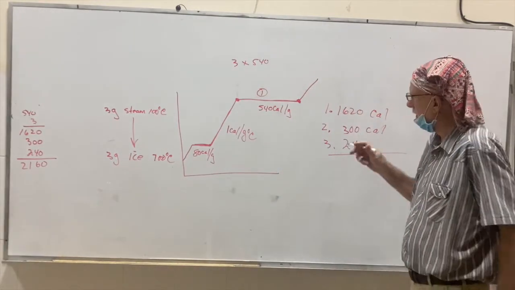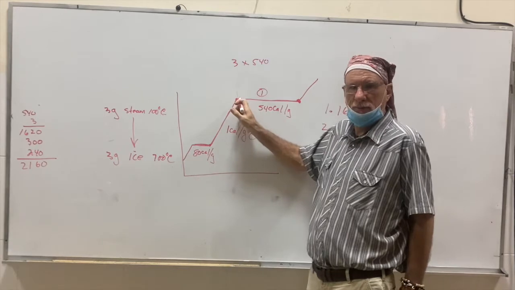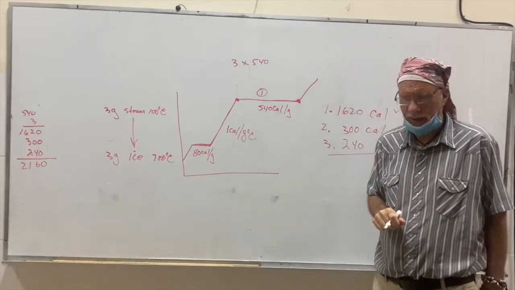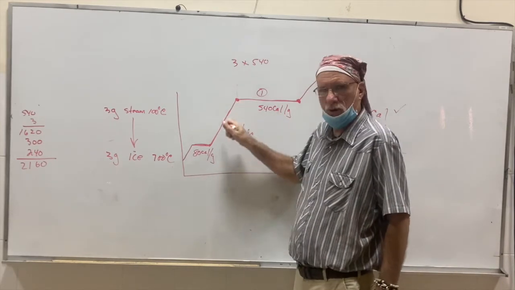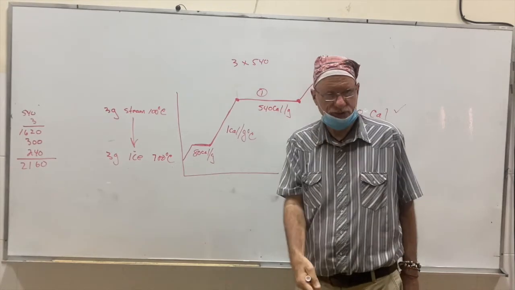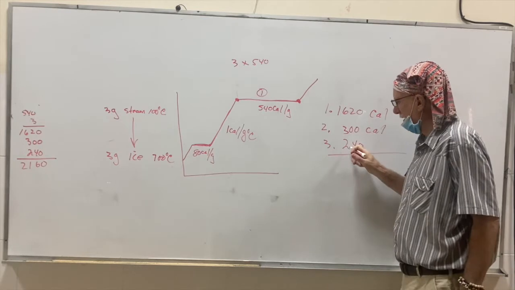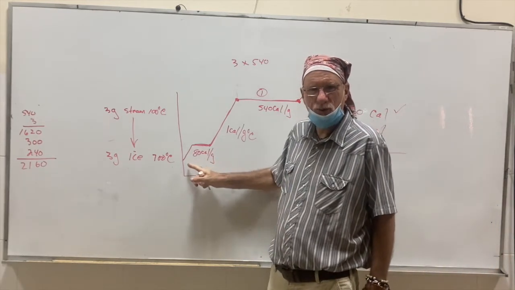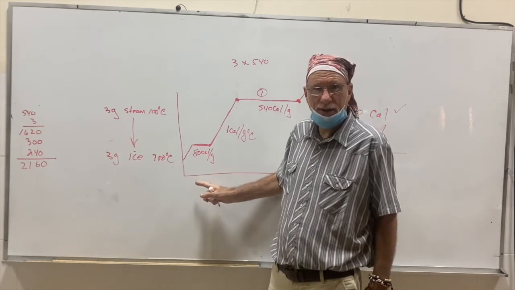So 3 grams, right? So it's going to be 3 times 540, which is 1620, correct? And then 1 calorie per gram degree Celsius is 3 grams. So that's 300 calories, right? And then this is going to be 3 times 80, which would be 240 calories, correct? You okay with that? Yeah.